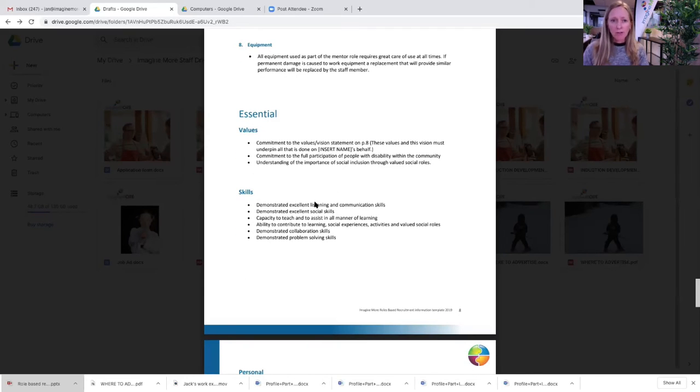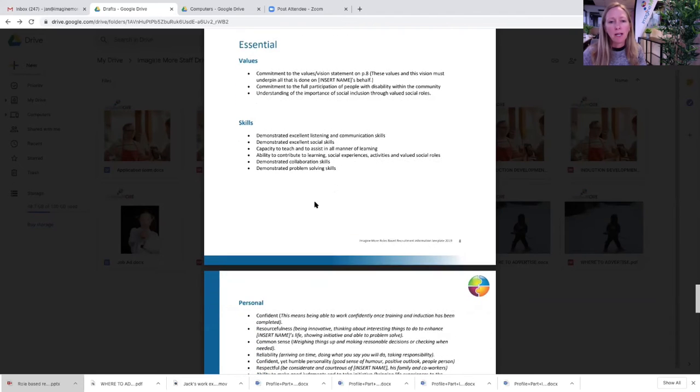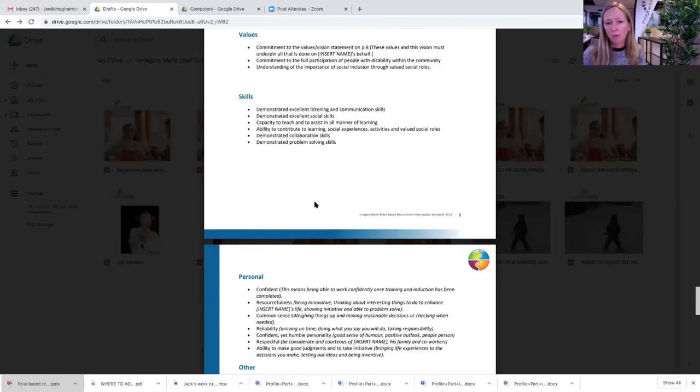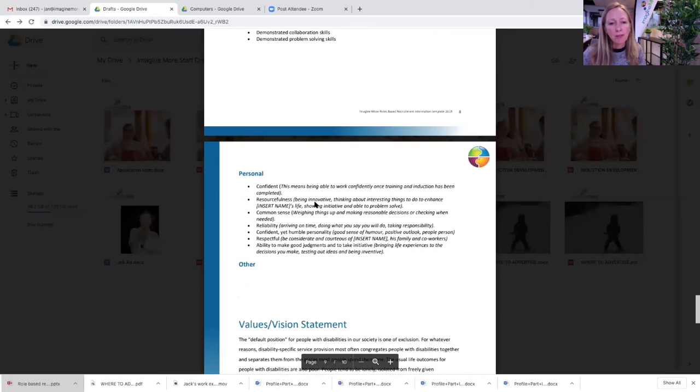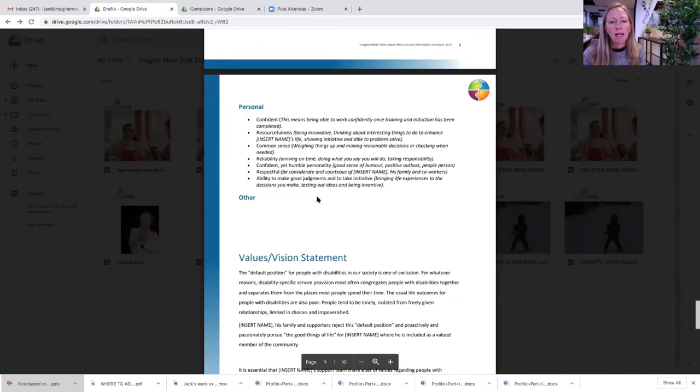There's usually a focus on some essentials such as the values, and at the end of this you'll see a vision statement, the values and vision statement, and how that person's to uphold those. Some of the skills that will be really important but are usually fairly generic, and you can play with these, of course. Some personal attributes that will be really important. And again, if you're employing someone as a job mentor compared to a sports coach, they might be very different in some of the things that they need to have.